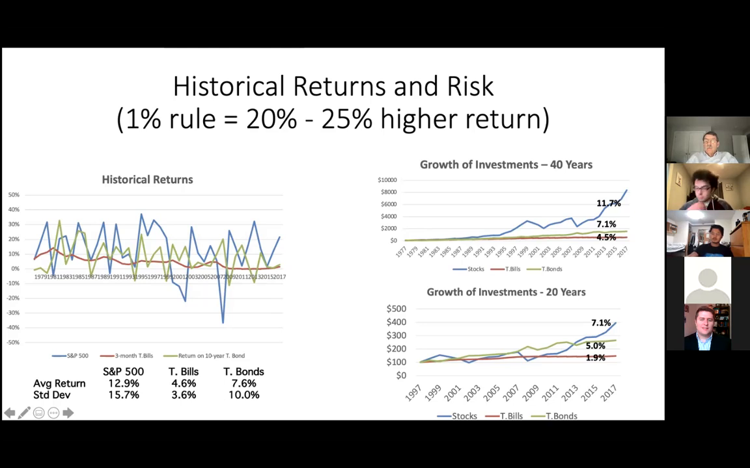Stocks historically outperform bonds by 3 or 4%. Bonds historically outperform money market by several percent, 2 to 3%. That's not the case today, but historically, that's where they've been.